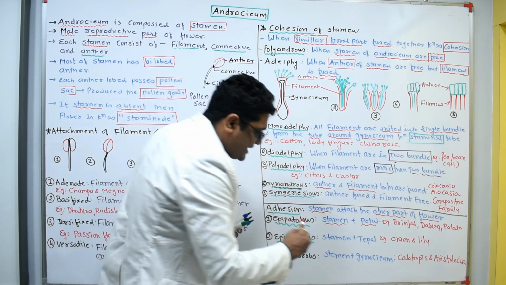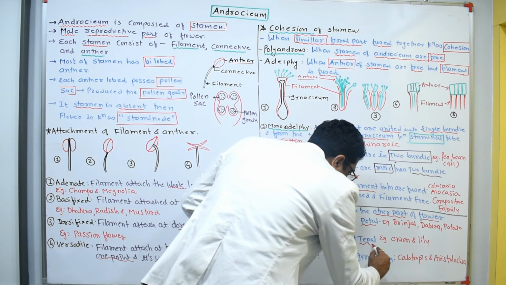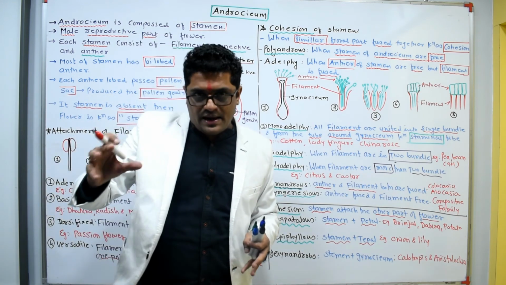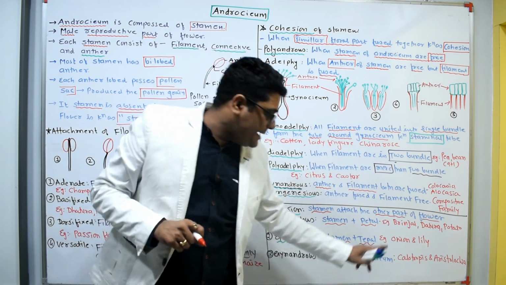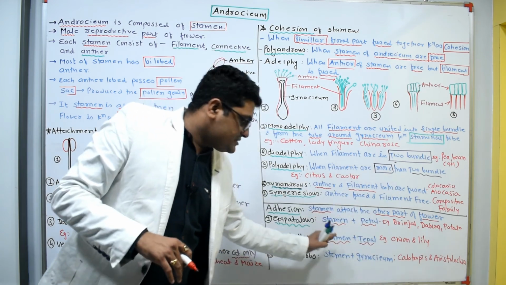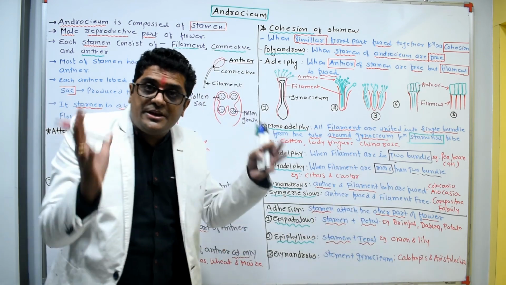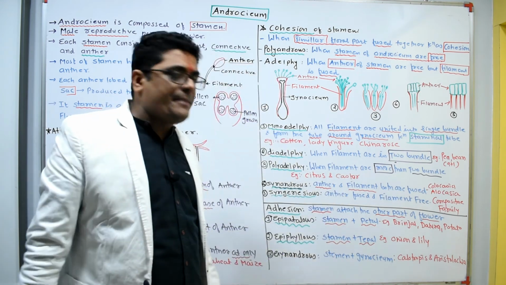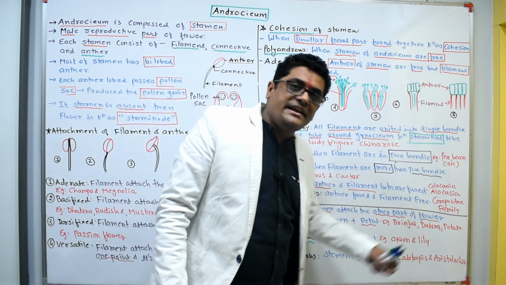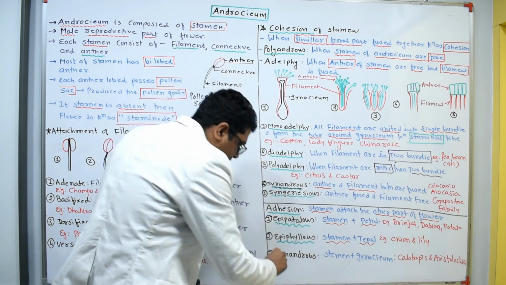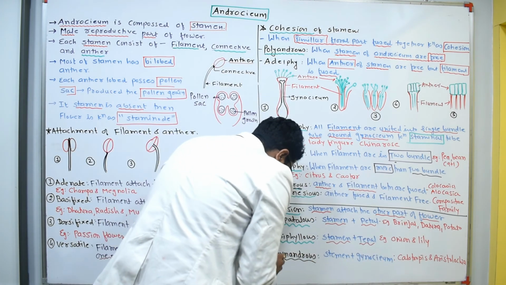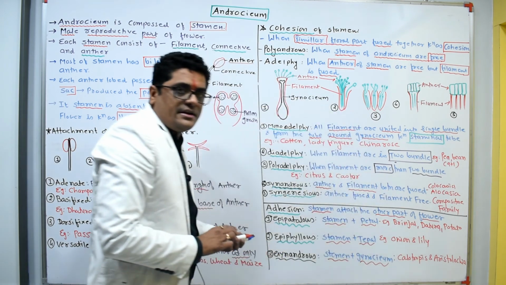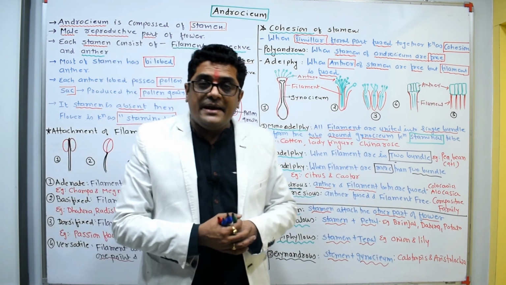And last is the gynandrous, बेटा, stamen is fused with the gynoecium. Okay, means stamen and gynoecium, male and female reproductive parts are fused together, then it is known as gynandrous. Where it is found: Calotropis and Aristolochia, beta. So this is all about the androecium, the structure of androecium, how the filament is attached to the anther, cohesion of the stamen and adhesion of the stamen.